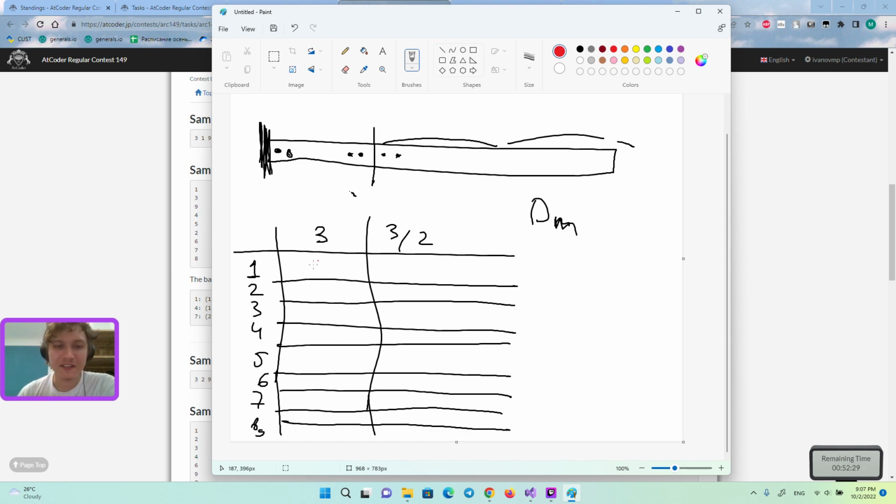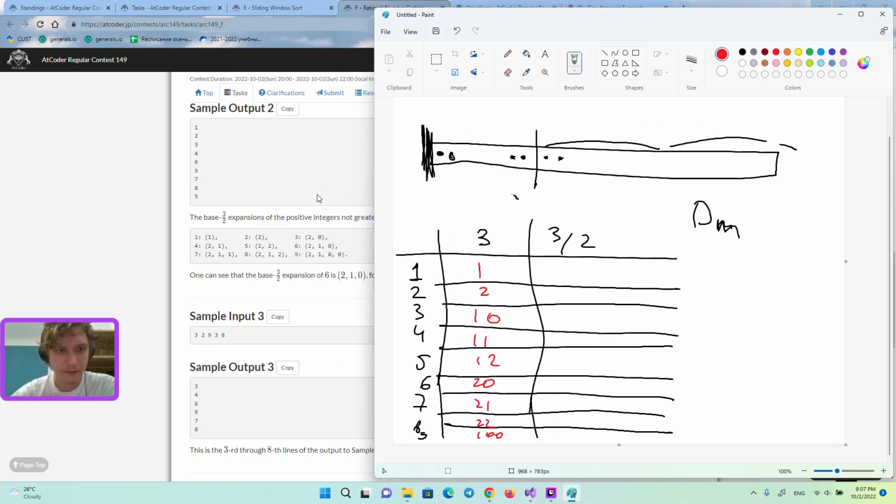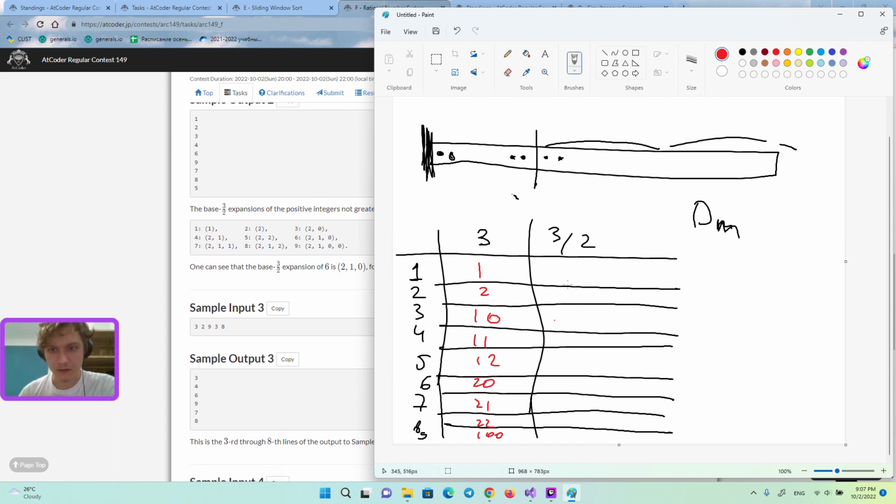So for 3, I just know 1, 2, 1, 0, 1, 1, 1, 2, 2, 0, 2, 1, 2, 2, 1, 0, 0. For 3/3, we have something else. We have 1, 2, 2, 0, 2, 1, 2, 2, 2, 1, 0, 2, 1, 1, 2, 1, 2, 2, 1, 0, 0.